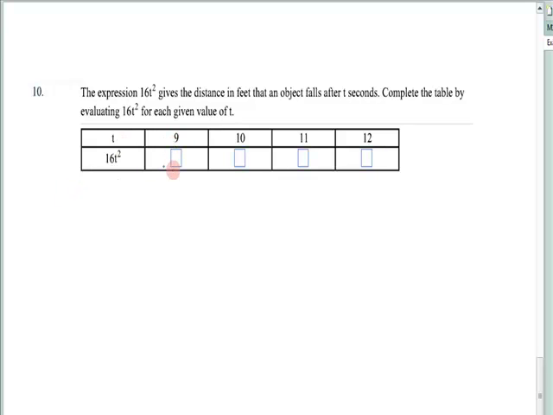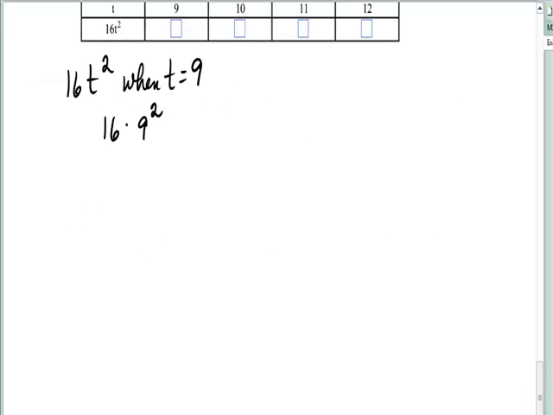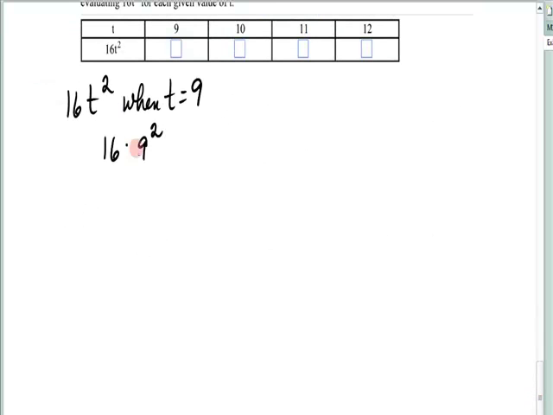All right, the first one, it is saying evaluate 16t squared when t is 9. So that is 16 times 9 squared. Order of operations says to do the exponents first. So I will do the square first. 9 times 9 is 81. Then grab my calculator, and I have 16 times 81 is 1,296. That's how many feet this object would fall at the end of 9 seconds.